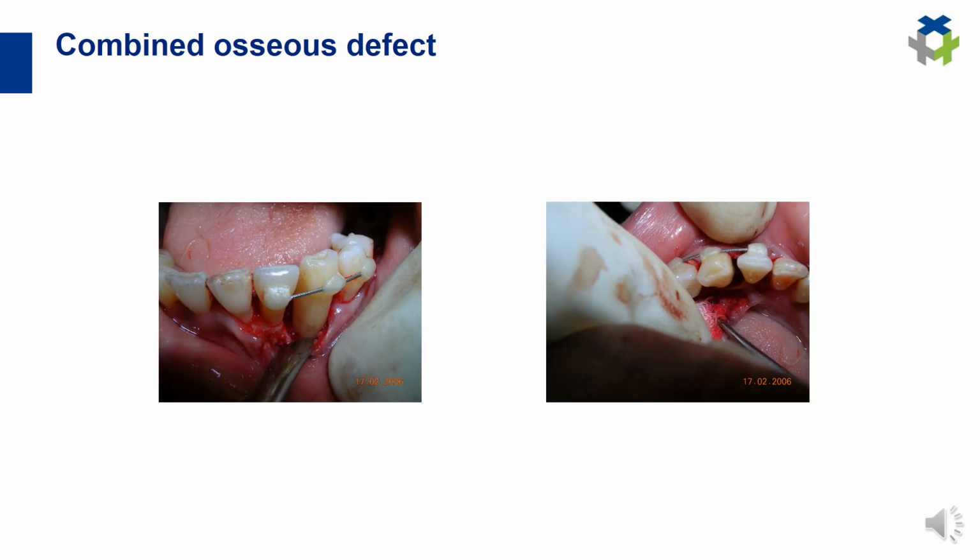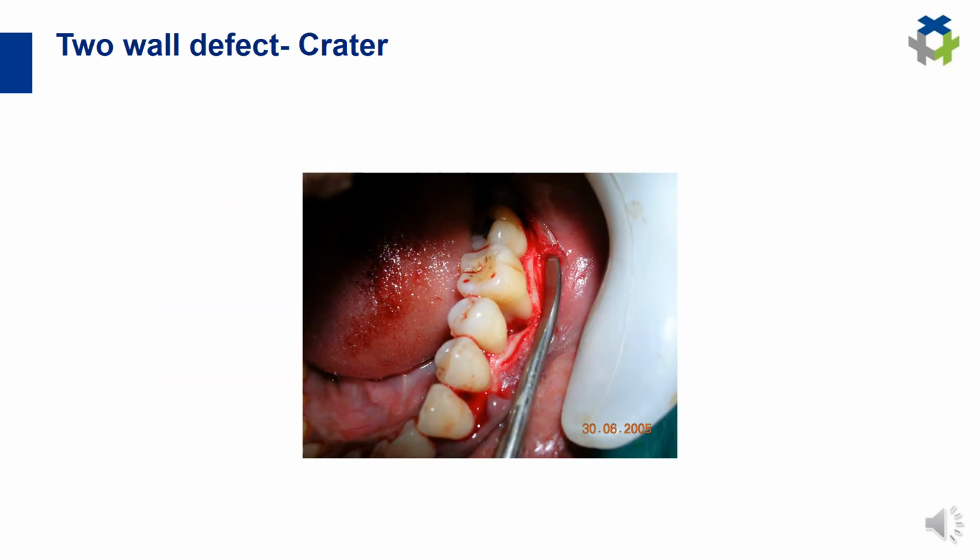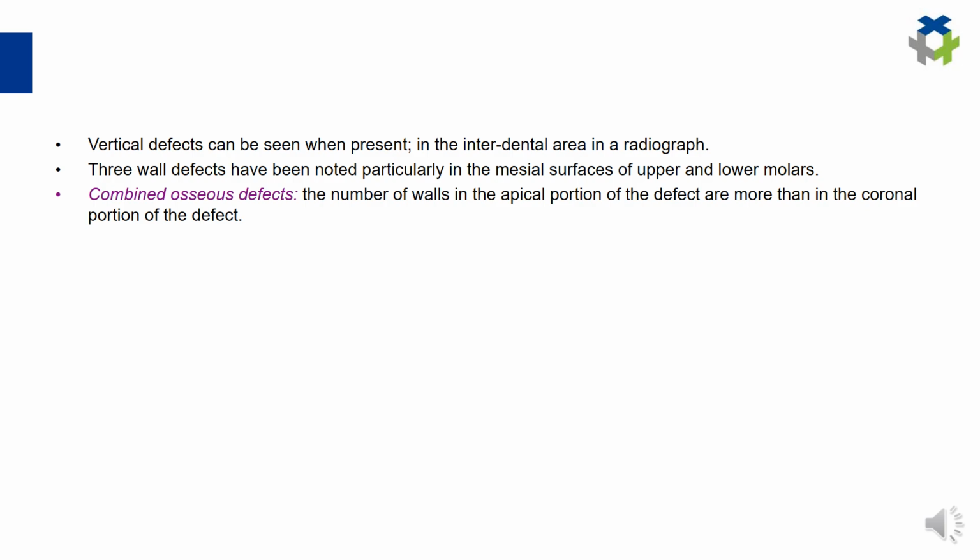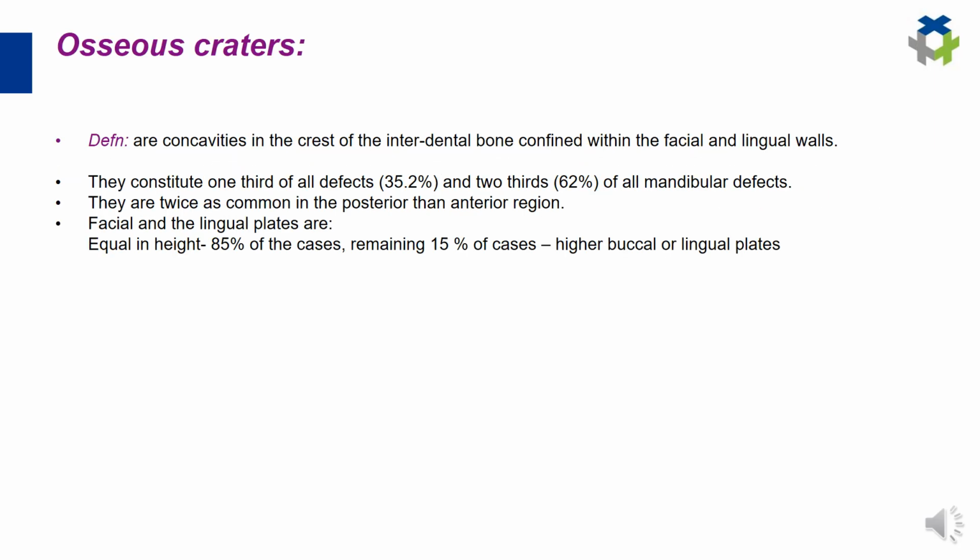This is an example of a diagrammatic representation of a combined osseous defect. This is a two wall defect or a crater. Vertical defects can be seen when present in the interdental area in a radiograph. Three wall defects have been noted particularly on the mesial surface of the upper and lower molars. Combined osseous defects: the number of walls in the apical portion is more than in the coronal portion.